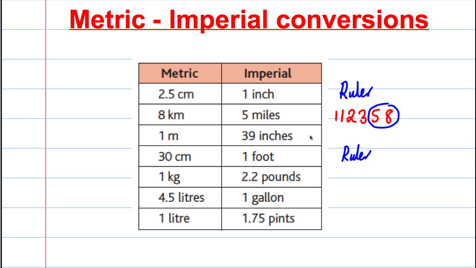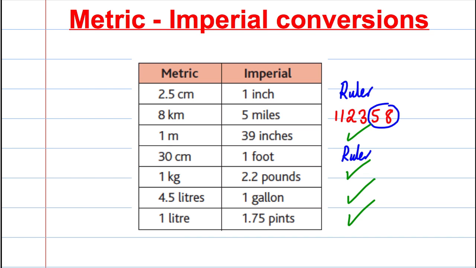1 metre is about 39 inches. It's about 3 feet. Okay. So 3 lots of 12, which is 36, but it's actually closer to 39 inches. You're just going to have to remember this. 1 kilogram is 2.2 pounds. Remember, 4.5 litres is a gallon and 1 litre is 1.75 pints. I'm afraid in the majority it's probably just best you learn these. It's rare they give them in the exam, you just have to be aware of them.